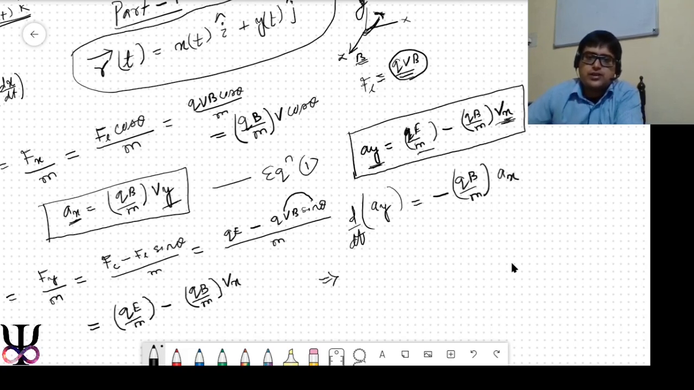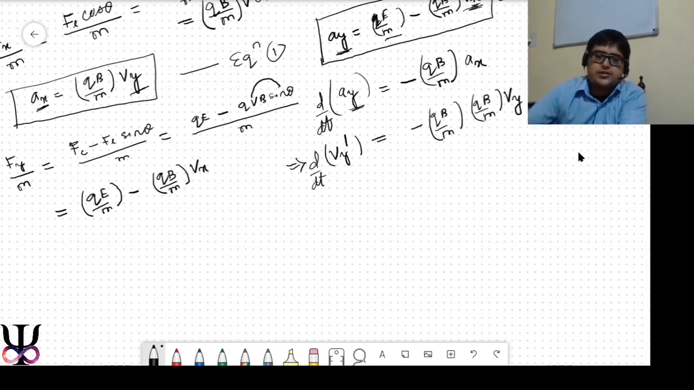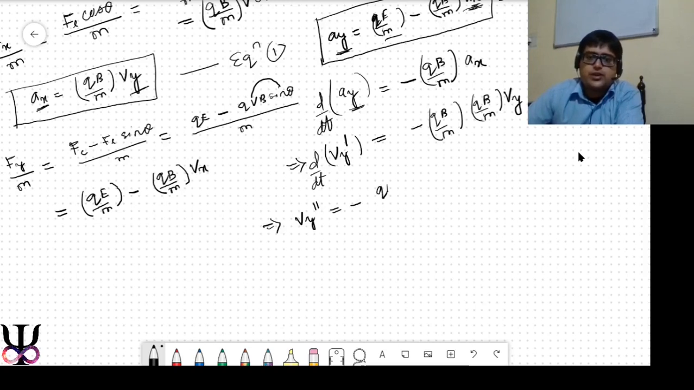So now if it is Ay, let's just use the Leibniz prime notation. So Vy, what is Ay? Ay is Vy prime. If we note that and then put the differentiation there, it is going to be minus QB by M, and then Ax. We just have to put equation 1 again. Equation 1 can be inserted here. Instead of Ax, we can write QB upon M times Vy.